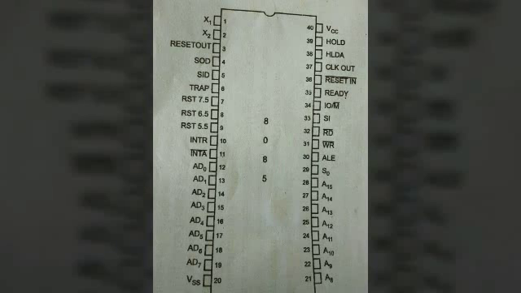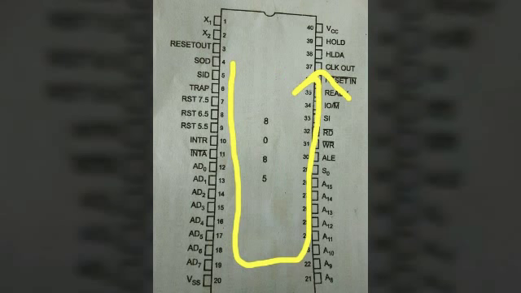Hi friends, today we are going to discuss the 8085 pin configuration. It consists of a 40-pin IC. From the left side, from the top of the IC, the pins are numbered 1 to 20, and on the right-hand side 21 to 40. That should be in the form of a U shape.